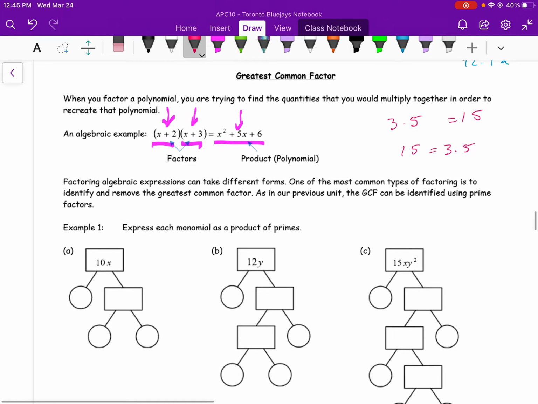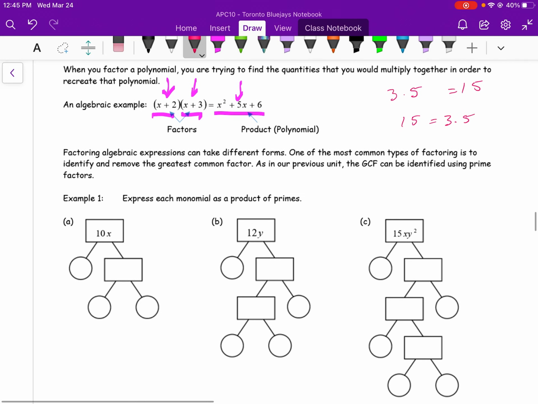Okay, fair enough. So these round brackets will indicate prime factors. The square or rectangles will indicate a composite expression, or in other words, non-prime. So basically circles are going to be prime numbers. So when I take out 10, and this is a factor tree, 10x, I'm going to say that I could write 10x as 2 times 5x.